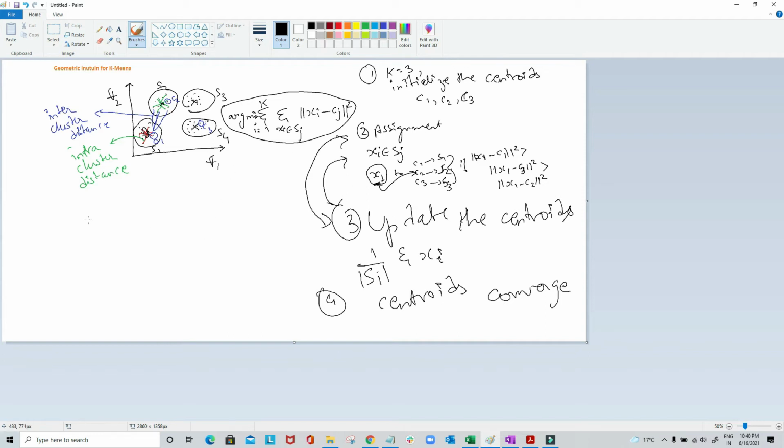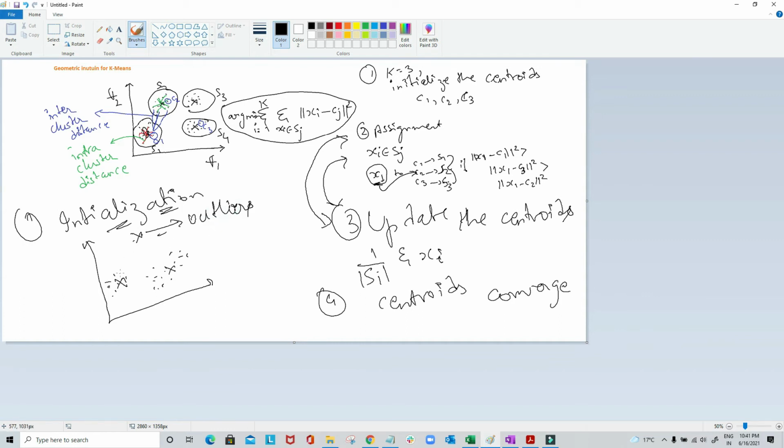So the first problem is initialization. Why can initialization of a centroid be a problem? Imagine we have data points like this. Okay, so in the initial initialization process, what if I select a point here, here, and here? So what happens is, as you can see, these three points could be the outliers.